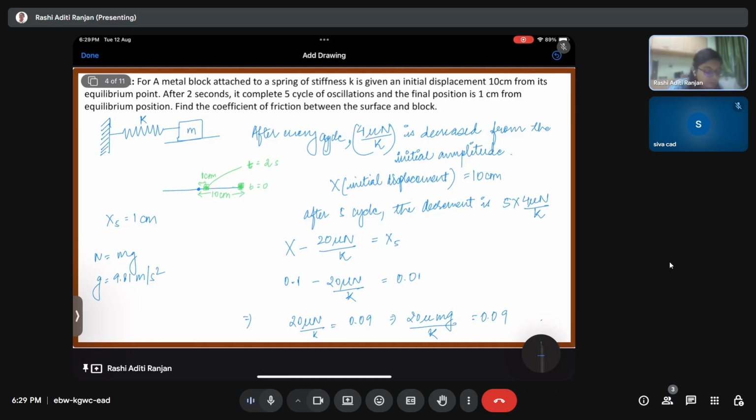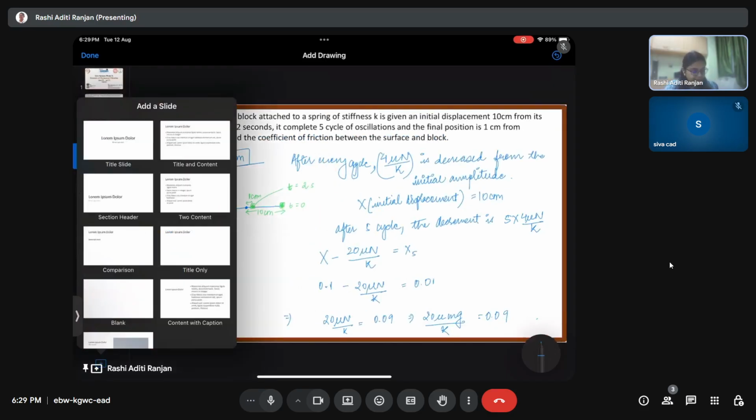Now you see this mentioning of 2 seconds is going to help us out with the values of m and k. How? Because if a system is completing 5 cycles in 2 seconds, then it is completing one cycle in how many seconds? 2 by 5. And the time taken by the system to complete one cycle is the time period. And we can use the time period to find out what? The natural frequency. Correct. And the natural frequency is related to m and k.